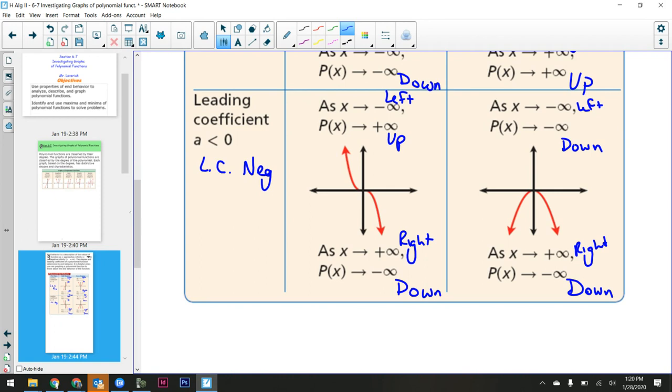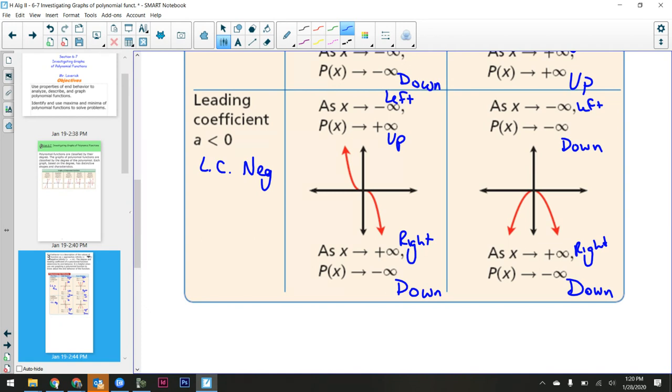All right, so here's what we got. Now we know that if it's even, it's going to go in the same direction, right? They're either both going to go up or both going to go down. And when they're odd, it's going to be one of each.